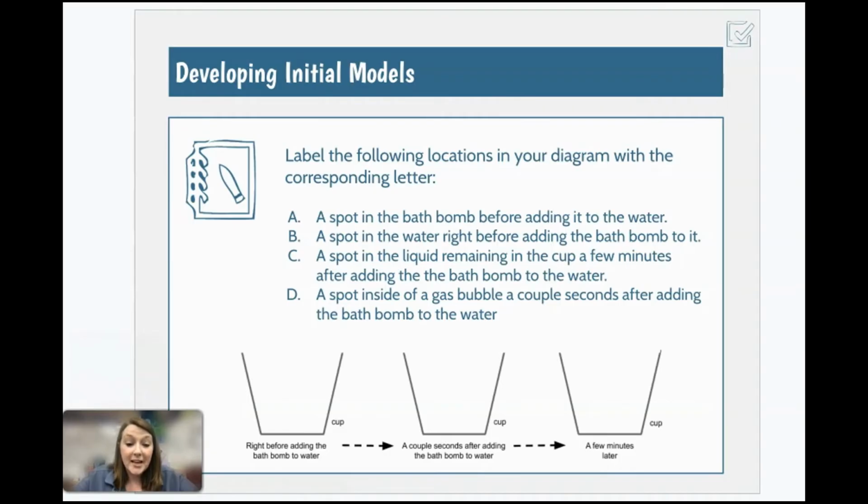So letters A and B should really be in this first cup here. Letter C is a few minutes after, so that's going to be somewhere in the last cup here. And letter D is going to be just a couple seconds, so that's somewhere in the middle cup here. So go ahead and label those spots.